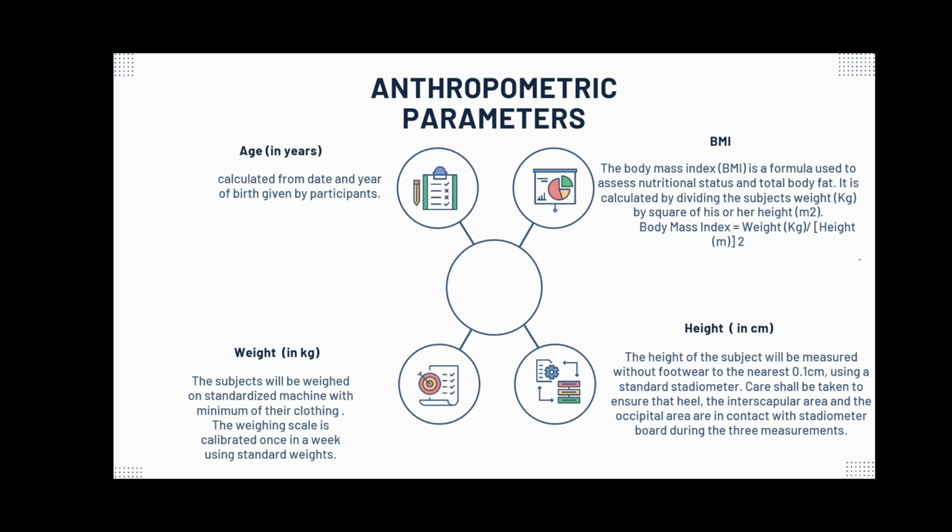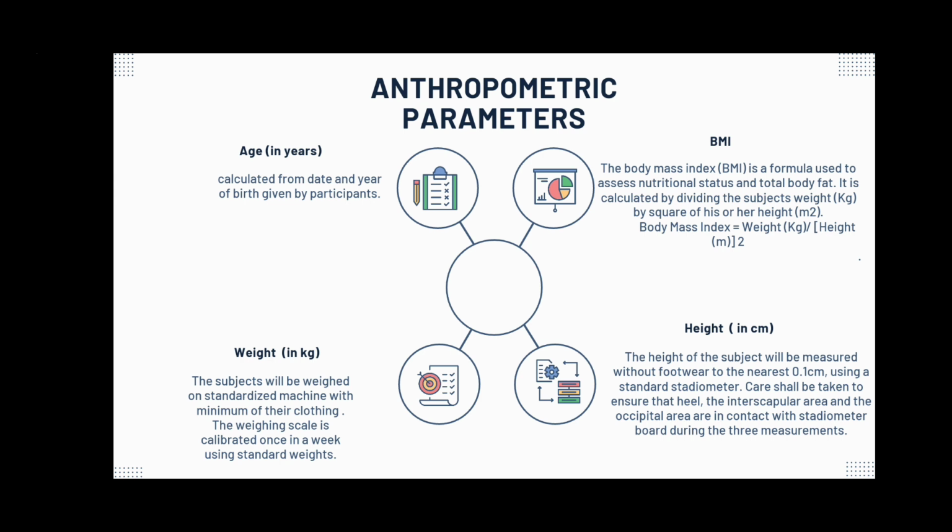BMI. The body mass index is a formula used to assess nutritional status and total body fat. It is calculated by dividing the subject's weight by the square of his height. That is the formula for body mass index, that is the weight divided by height squared.